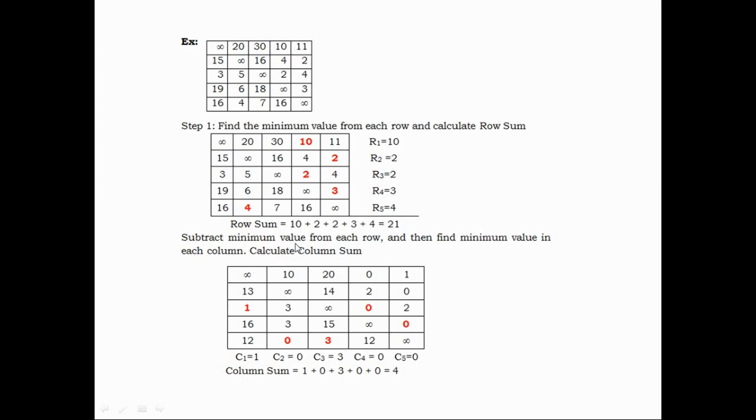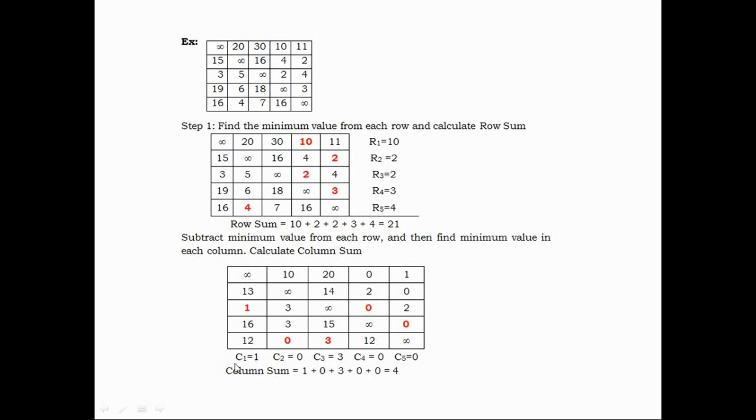Subtract the minimum value from each row and then find the minimum value in each column. That is, we subtract this 10 from the first row: infinity, 20 minus 10 is 10, 30 minus 10 is 20, 10 minus 10 is 0, and 11 minus 10 is 1. In the same way, R2 equals 2, so subtract 2 from the second row elements. 15 minus 2 is 13, 16 minus 2 is 14, and in the same fashion for all the rows. We get this matrix, and from each column we find the minimum element.